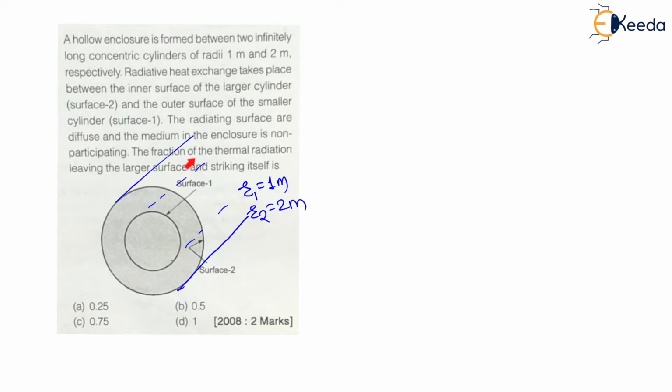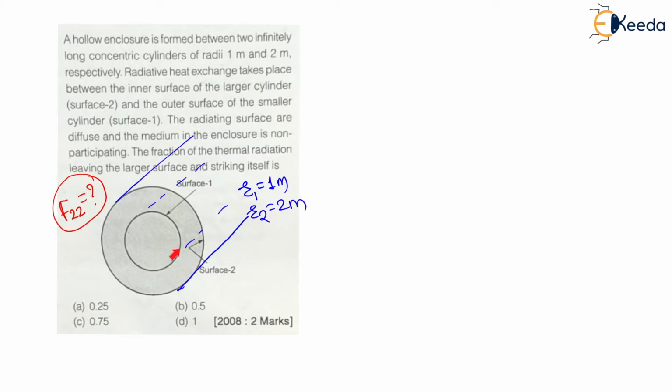Then the fraction of thermal radiation leaving the larger surface and striking itself is, leaving the larger surface, that is surface 2, and striking back to itself is, means they are asking view factor or shape factor F22. This is the question, right? Now my dear students, let us derive the expression.